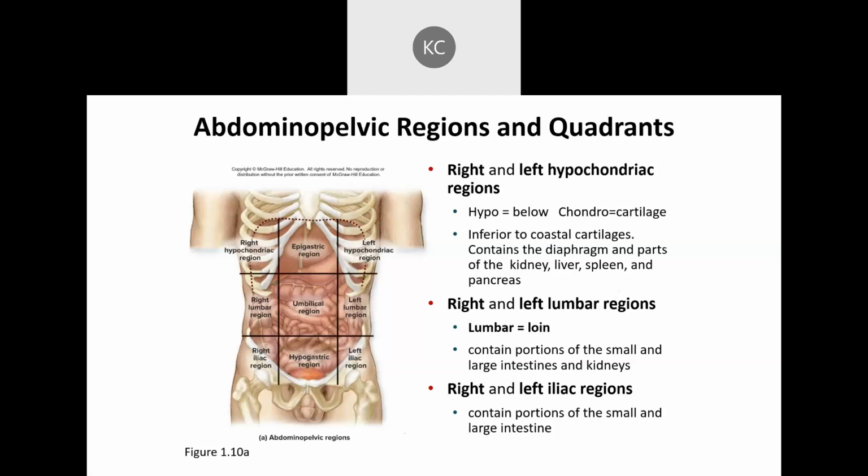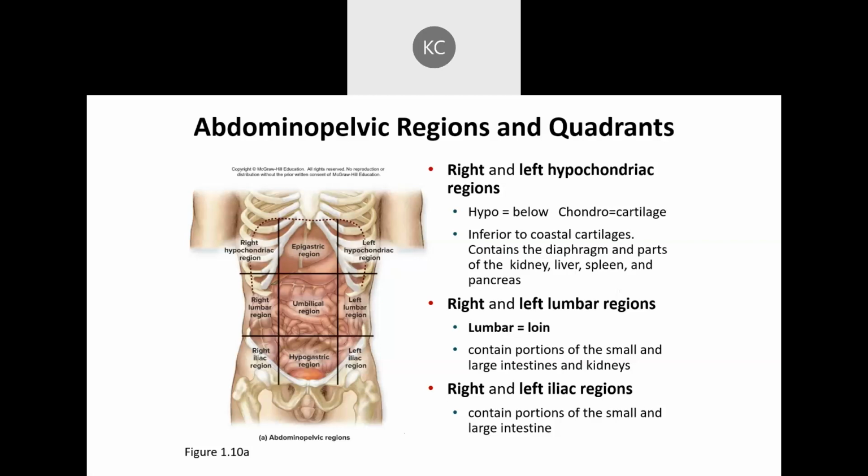And so the hypochondriac region means the region deep to, or inferior to, our costal cartilage. So we're going to have our diaphragm, maybe parts of our kidney that are superior enough, parts of our liver, spleen, and then maybe parts of our pancreas as well. Okay. If we go just inferior to the hypochondriac regions, we get to our lumbar regions. Okay.